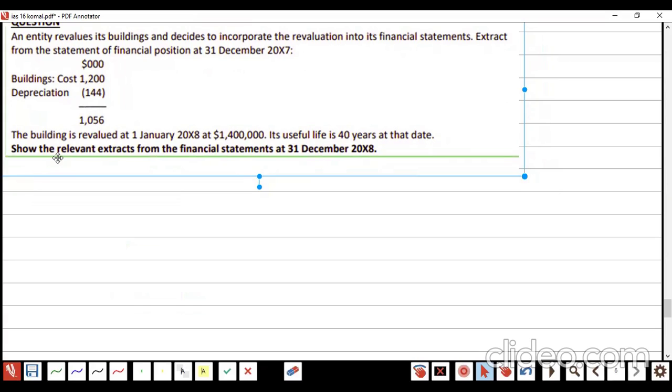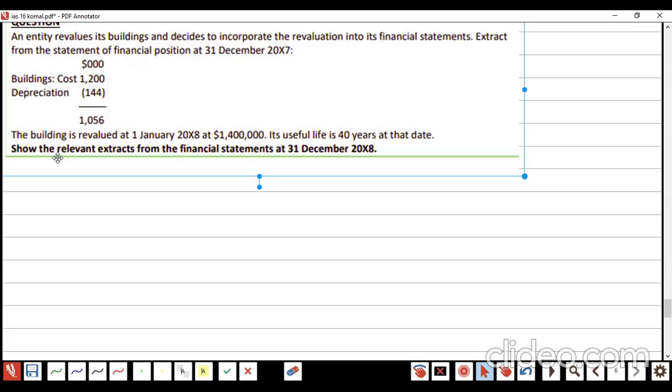31st December 2017. Very nice. It is the carrying amount, no? Carrying amount, or net book value. Carrying amount means cost minus accumulated depreciation is the net book value. Am I right?